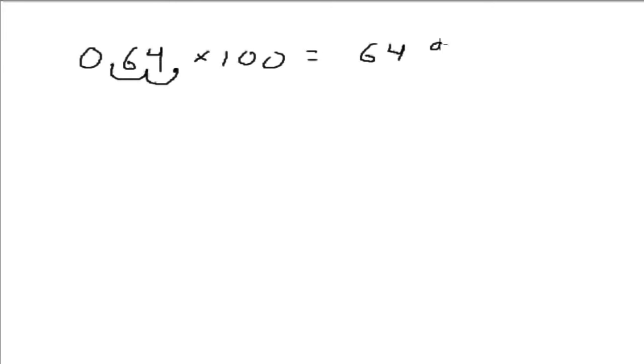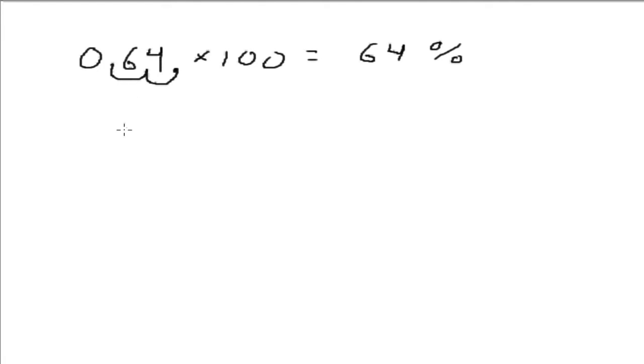Converting from decimal to percent is actually very simple. Let's say you have a decimal, 0.64. When you want to convert from a decimal to percent, all you have to do is multiply that by 100. And when you multiply something by 100, you're really just moving the decimal point 2 times to the right. So you'll end up with 64%.